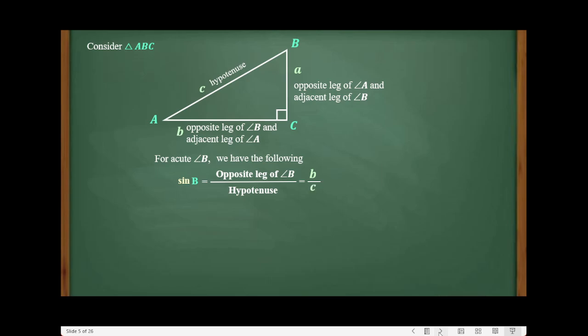And for the cosine of angle B, that is defined as the ratio of the adjacent leg of angle B over the same hypotenuse. So in symbol, that is small letter a, this one, over c.